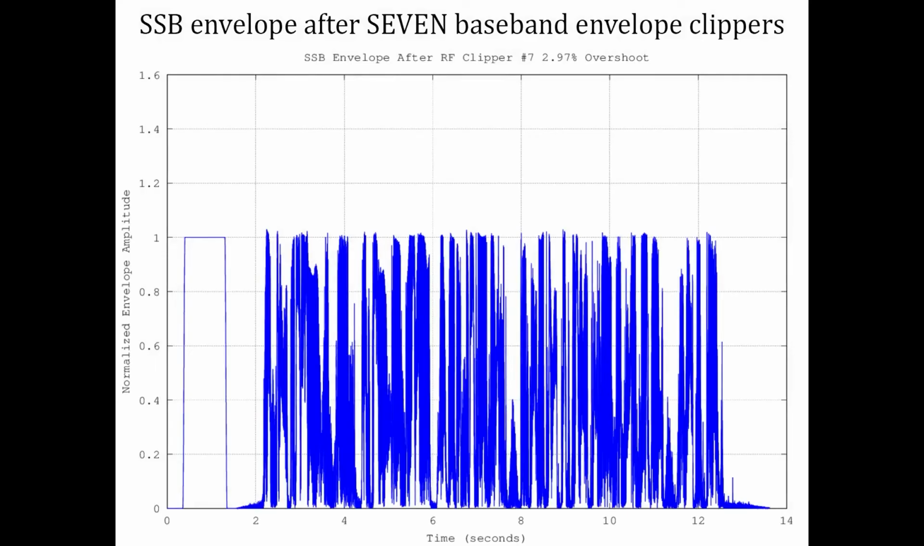After 7 baseband clippers, we're down to 3% overshoot. Running 7 cascaded clippers gets us close to where we want to be, but at great expense in signal processing. This is definitely not practical in analog circuitry, and it would be pretty expensive in digital signal processing too. But we are getting close to the secret sauce in CESSB.